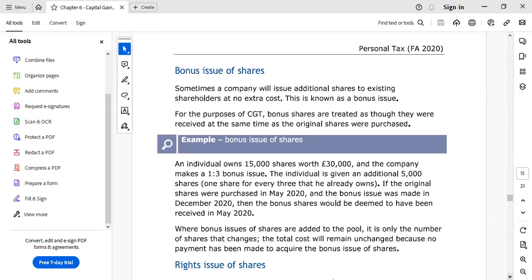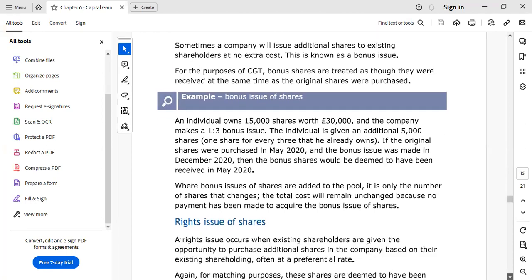When the company issues a bonus share, it is just like a bonus. You don't have to pay anything to the company to get these shares. For the purpose of capital gain tax, bonus shares are treated as though they were received at the same time as the original shares were purchased.